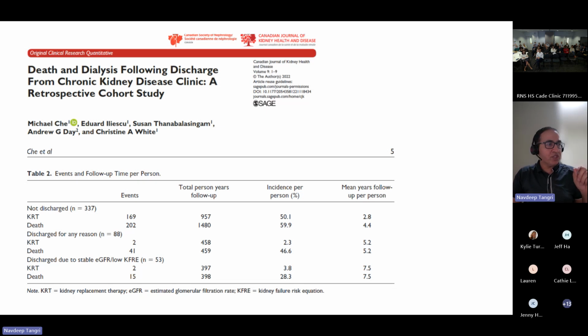Now look at the patients who are discharged with a low KFRE from these clinics. Over a period of 397 person years, less than 4%, 2 to 4% actually develop kidney failure in the future. So it's very safe to discharge people from these clinics, not just discharged to primary care, but from multidisciplinary care to a nephrologist. Hardly anyone is going to develop kidney failure.